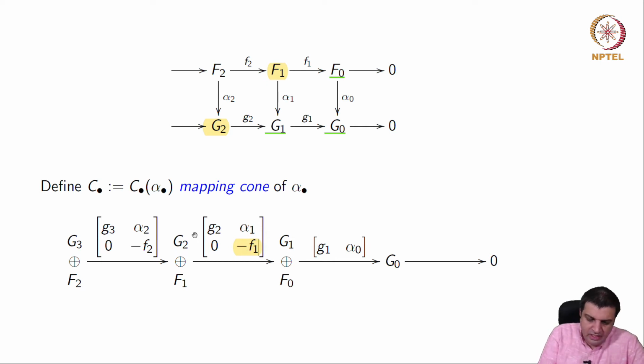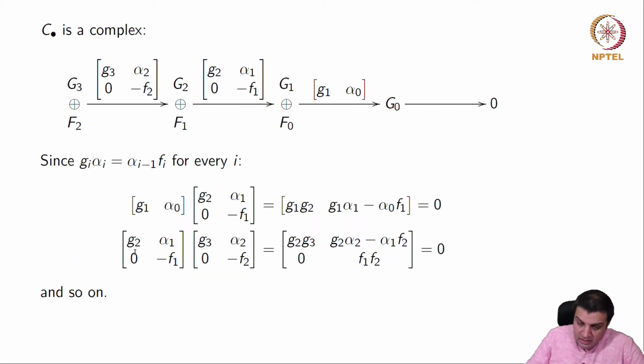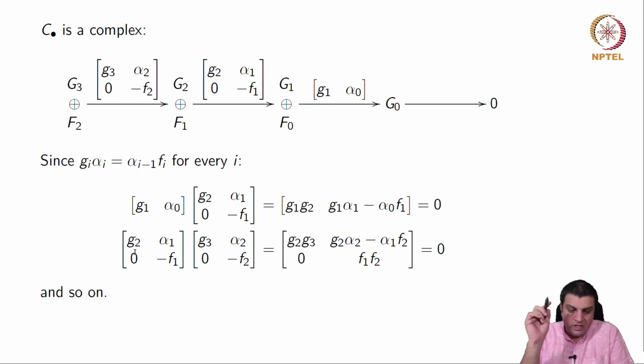Similarly, we have G2 direct sum F1. The map would be from G3 direct sum F2. From G3 to G2 there is the map g3, G3 to F1 there is no map, F2 to G2 there is alpha 2, and F2 to F1 we have the map f2, but we use that with a minus sign. So now we have this, and I've just copied it. This is the same complex that we just described on the previous page. The point is that this is a complex.